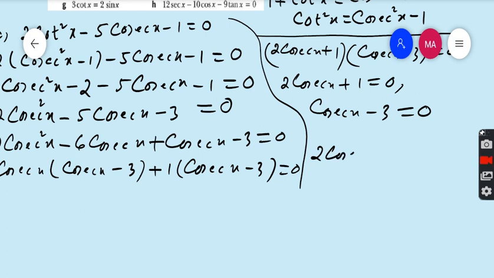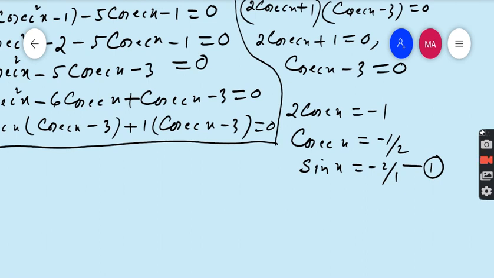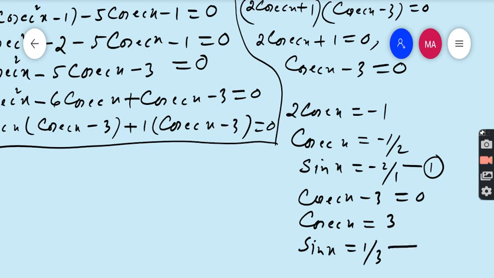So 2 cosec x plus 1: the 1 shifted over there will be minus 1. Cosec x equals minus 1 upon 2, and you know cosec is the reciprocal of sin x. Therefore sin x equals minus 2 upon 1. This is equation number 1. Now, sorry, taking the second factor, that is cosec x minus 3 equals 0. This should be cosec x equals 3. The reciprocal of cosec x is sin x, so this should be 1 upon 3. And assign the name of this equation as equation number 2.